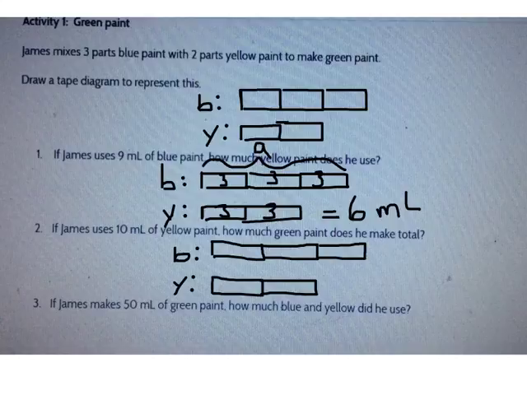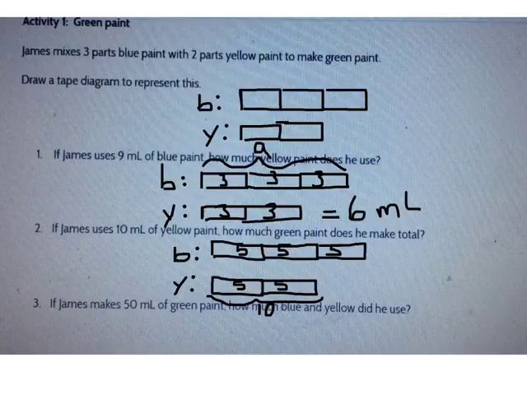This time I know that he's using 10 milliliters of yellow. If there are 10 spread across 2 boxes, what is each box worth? Each box is worth 5.